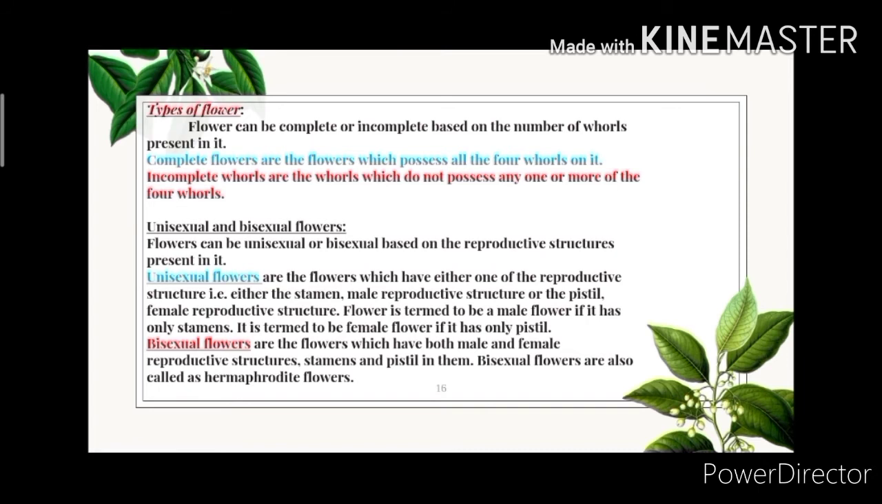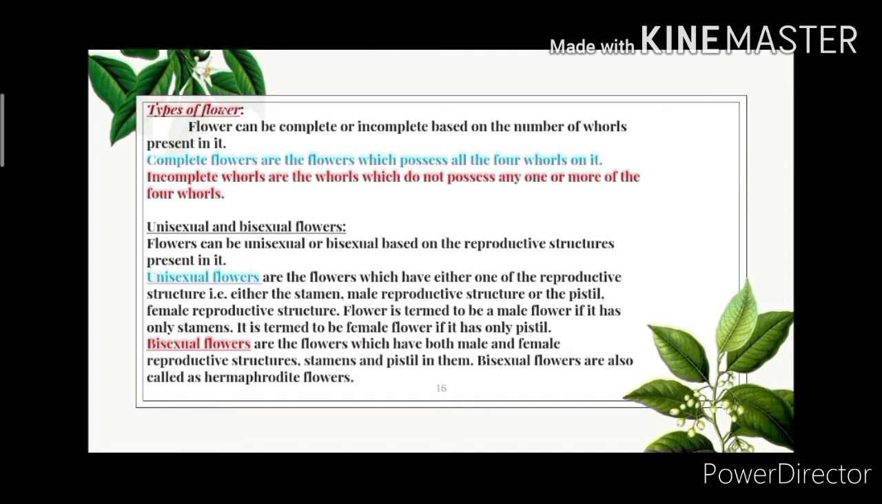Next, on the basis of reproductive structure, if the flower consists of either the male reproductive part or the female reproductive part, then it is known as unisexual flower. Means it will contain either stamen or pistil.